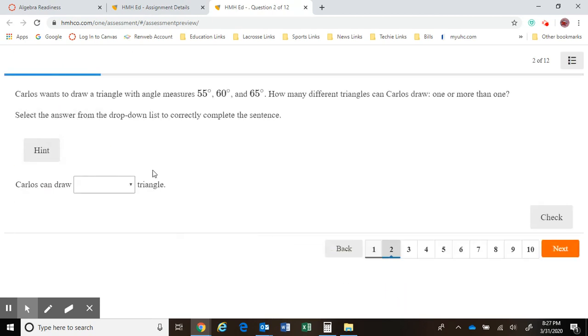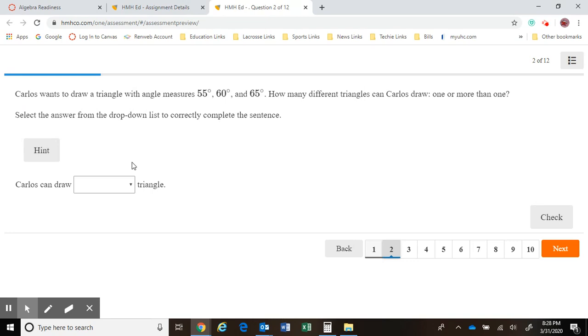All right, question number 2. Carlos wants to draw a triangle with angles that measure 55, 60 degrees, and 65 degrees. This says how many different triangles can Carlos draw? One or more than one? And you're going to select your answer from the drop down below. Okay, so again, you could draw this out if you need to. Also, you have a hint there as well.